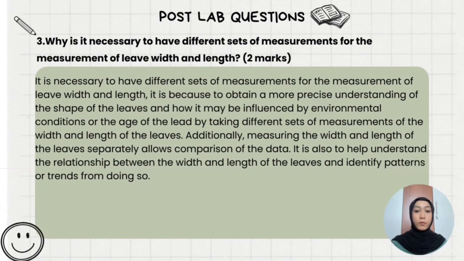Third and the last post-lab question: why is it necessary to have different sets of measurements for the measurement of leaf width and length? It is necessary because it helps obtain a more precise understanding of the shape of the leaf and how it may be influenced by environmental conditions or the age of the leaf, by taking different sets of measurements of the width and length of the leaves.